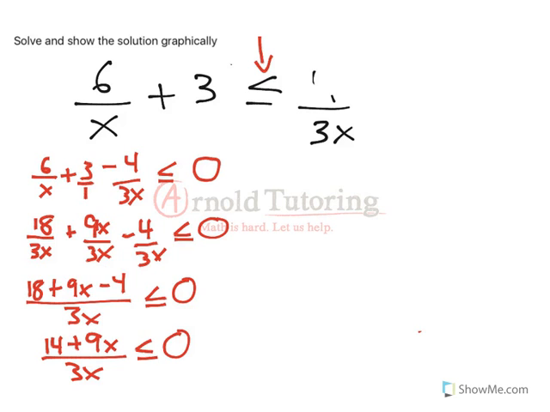So that is, again, taking our rational function. Once again, if this was an equal sign, we would just multiply this 3x to the other side and get 0, and we'd just have our 14 plus 9x. But if we do that, because it's an inequality, we're going to miss some of the solutions, so we don't want to do that.